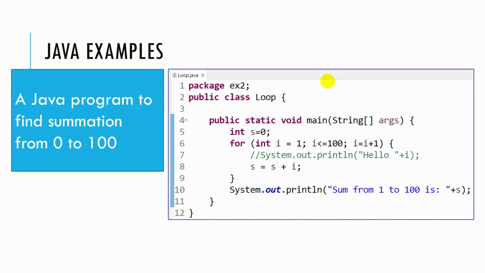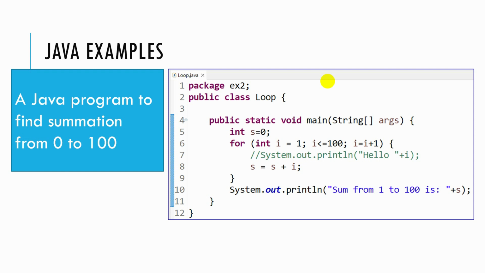The second example in here is a Java program that allows you to do a summation for a set of numbers from 1 to 100. Basically, you use a for loop, right? The for loop starts from 1, the condition is less than or equal to 100, and the increment is i equals i plus 1, incrementing 1 by 1. Okay.